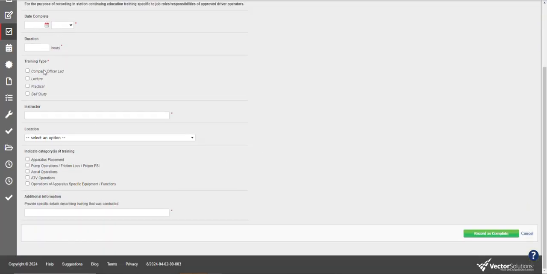Obviously, you're going to put date, time, who did it, how, where it was at, apparatus placement, pump operations, friction loss, aerial ops, ATV, operations of specific equipment or functions, and then any specific details you can put in. The more details you put in, the easier it is for me to validate.